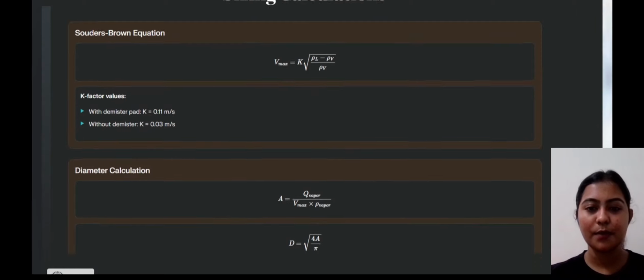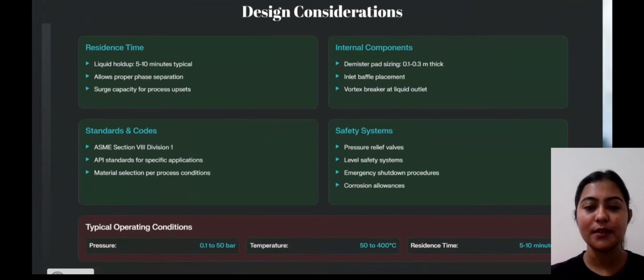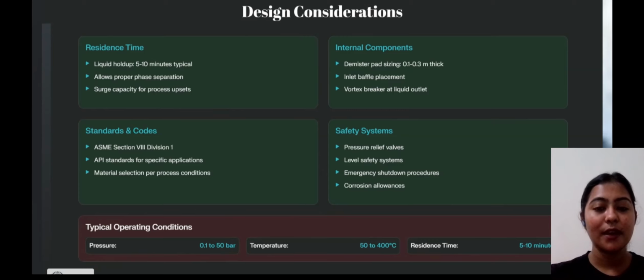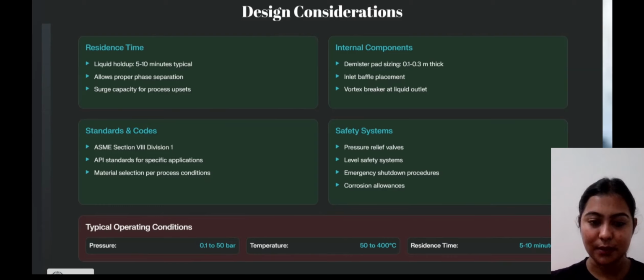Design standards. Proper design requires compliance with multiple standards: ASME for pressure vessels, API for petroleum applications. Critical parameters include residence time, demister sizing, and pressure relief systems. Safety considerations are paramount throughout.